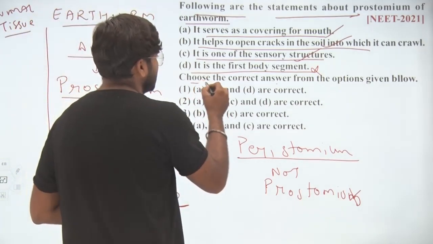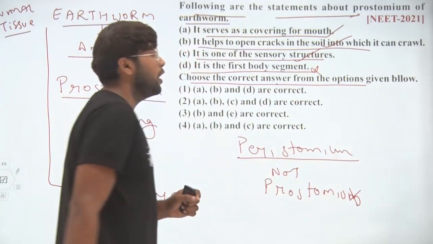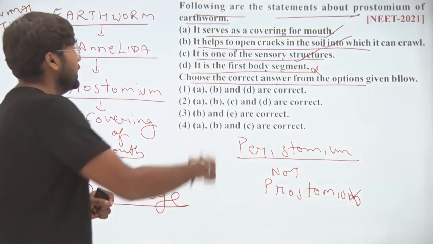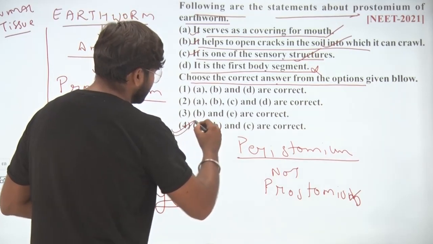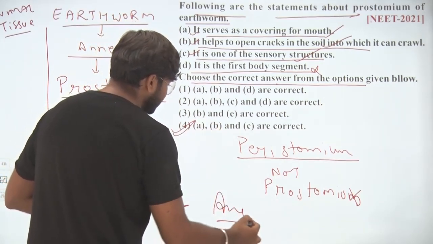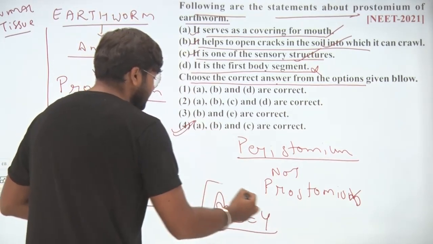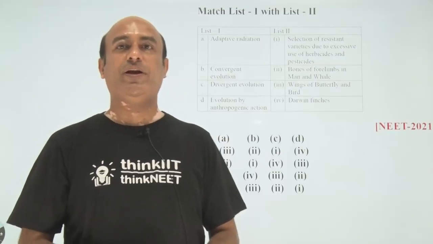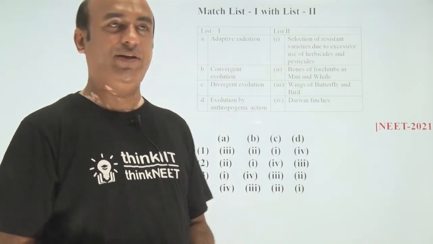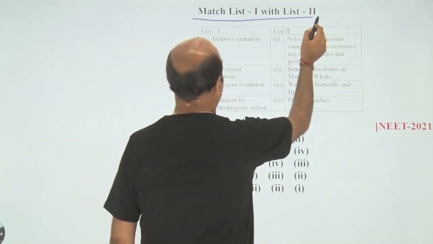So choose the correct answer from the options given below. A, B, C are correct. So the answer for this question goes to the fourth one. Clear? Copy that question. Now student, let us come to the next question. Here the question is, match list 1 with list 2.